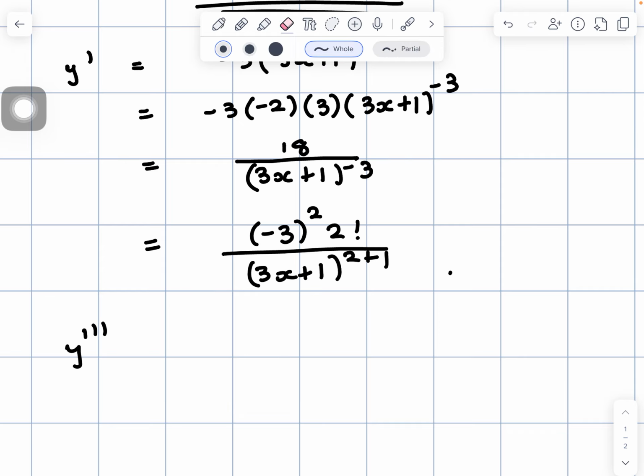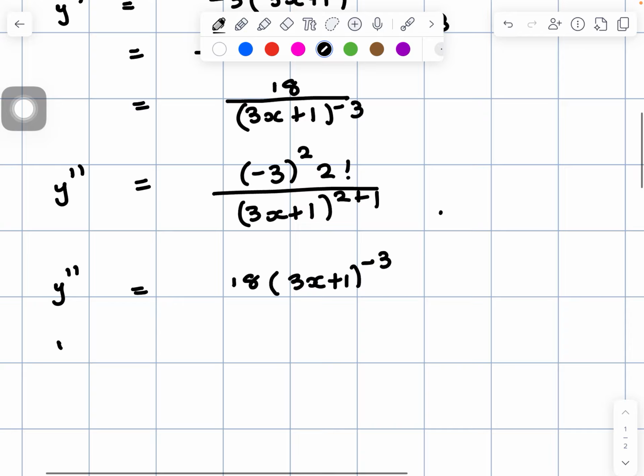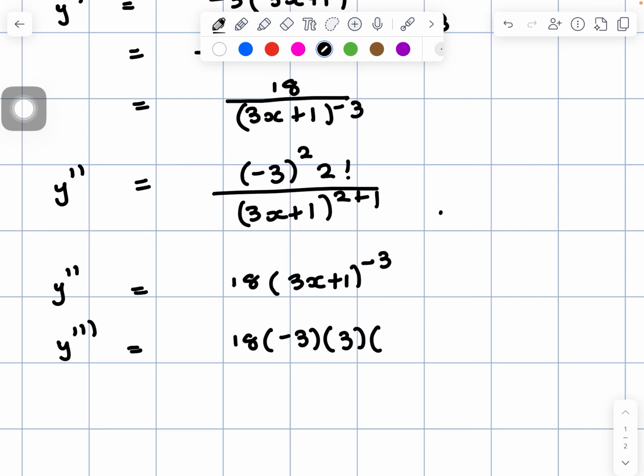Then going on to the next part, y prime prime prime. So this is the answer for the second derivative. We know that y prime prime is 18 open bracket 3x plus 1 to the power minus 3. We do the same thing: y prime prime prime is 18, then the power comes down, minus 3, then differentiate inside the bracket, 3, then the power reduces by 1, 3x plus 1 to the power minus 4.